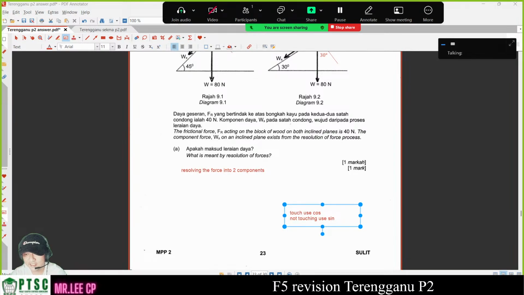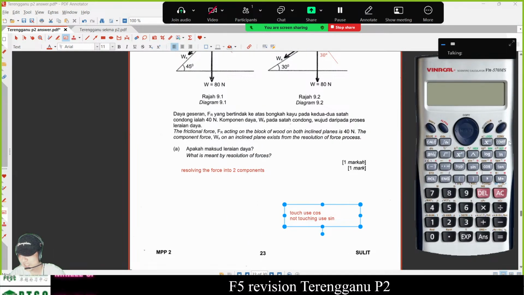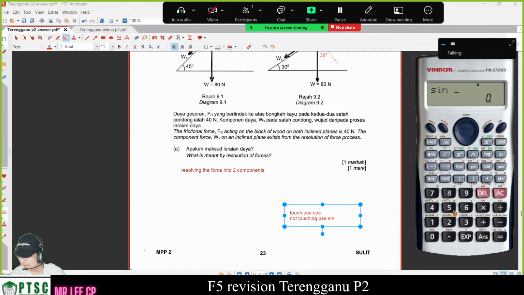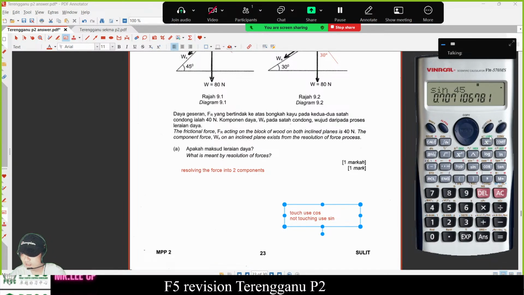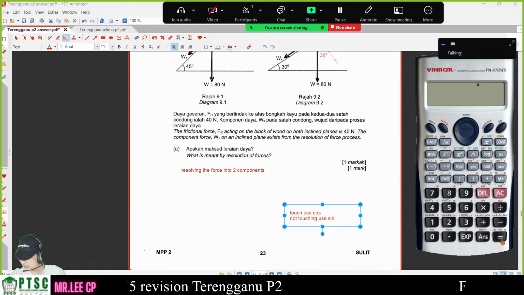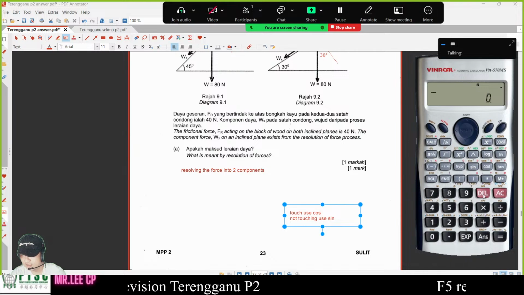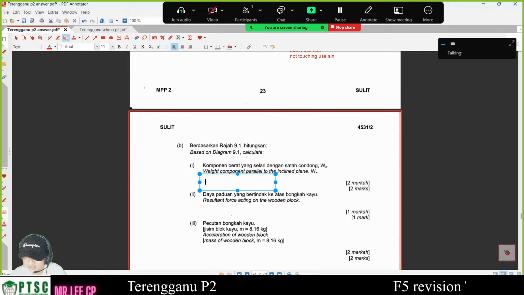Alright. I still remember it is 0.7071 when I'm teaching maths. You see, sine 45, 0.7071. Or cos 45, it is the same. Same thing. So either you use cos or sine will be the same thing. No worry.